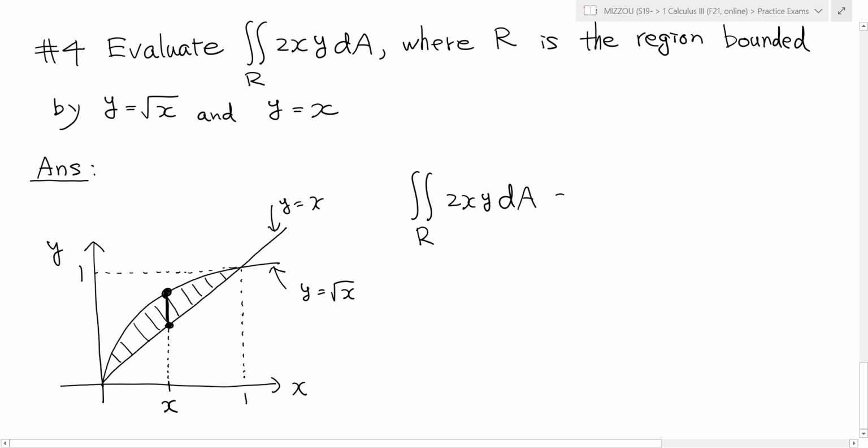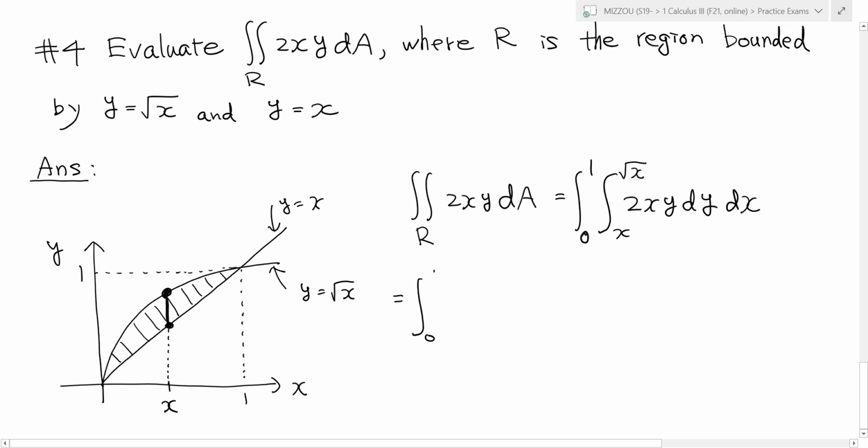So the given integral is written as the integral of 2xy. You fix x and integrate with y, and y is from x to root x. And then, after you are done with this, you integrate with x. Now x is here to here. The smallest possible x is 0, and the largest possible x is 1. All right, so that's it.